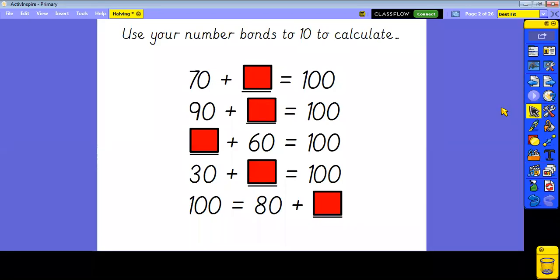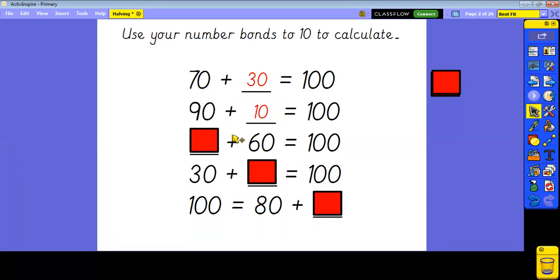Okay, lovely. Hopefully you've had a bit of time to have a go at that. Let's go through the answers then. So 70 add something equals 100. Well, I know that 7 add 3 equals 10. So I know that 70 add 30 equals 100. If I know that 9 add 1 equals 10, then 90 add 10 equals 100.